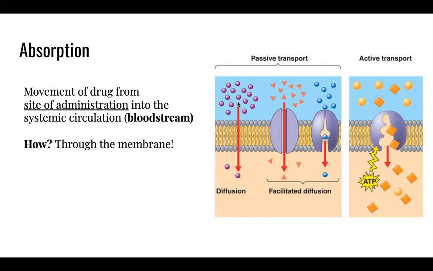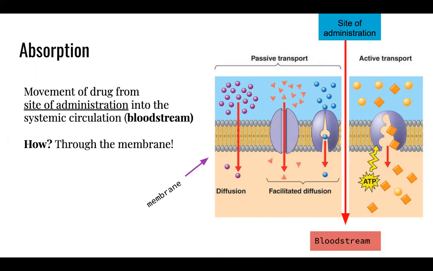So as we could see here, diffusion, these are different ways that this can occur, but they all involve getting the molecules of the drug across the membrane. And our biggest concern here is that it's going into systemic circulation. It goes from the site of administration across the membrane into the bloodstream.